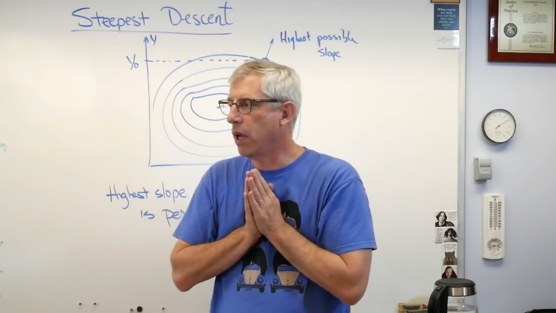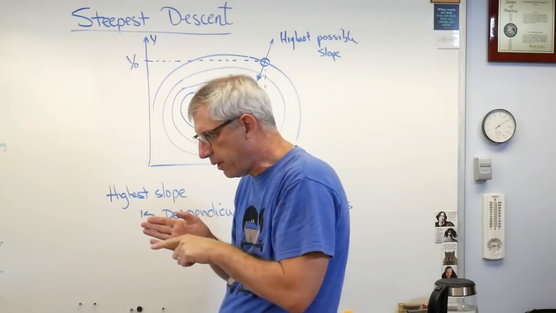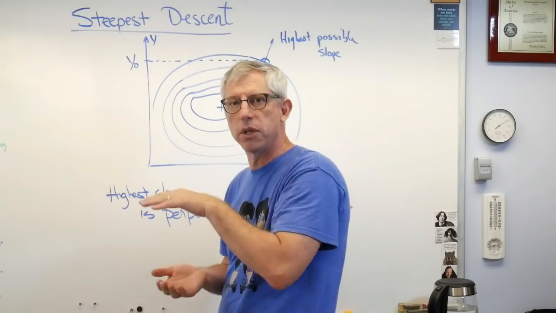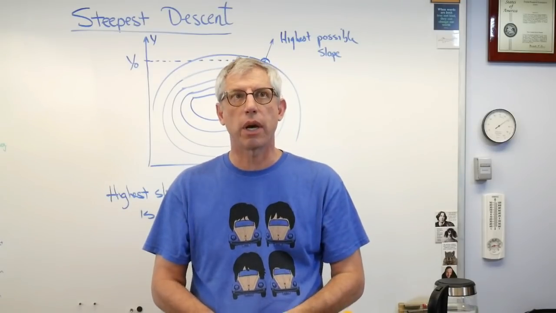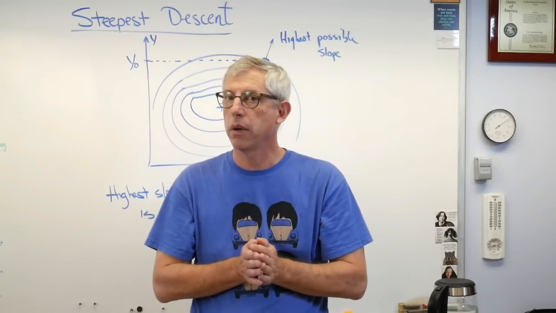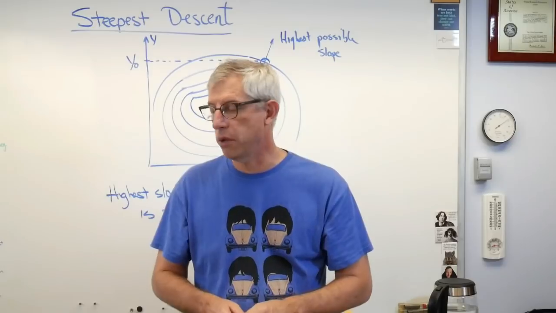Turn 90 degrees, what's the slope in that direction? Zero. If you walk that direction, you're not going uphill or downhill. You're moving, but your altitude's not changing. That means at some point where you're standing on the hillside, slope changes depending on which direction you're pointed. Okay? So just knowing where you are on the surface is not enough. You also need to know a direction.